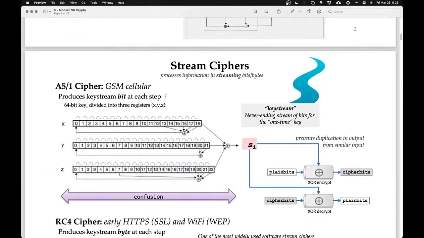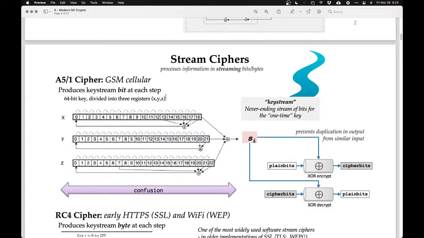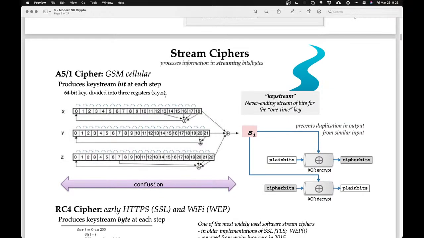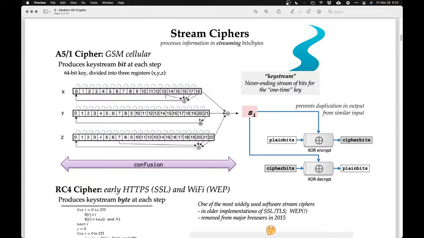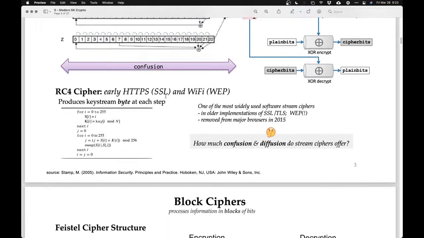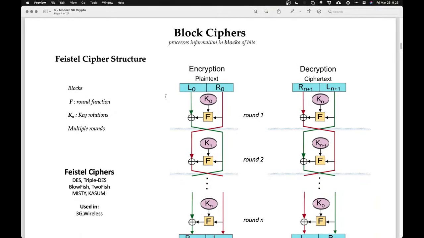Okay. Let's talk about a different type of cipher now, other than stream cipher. So the stream cipher is continuously generating the key, but you'll notice it's not doing anything fancy with the plain text other than just exclusive ORing it. Okay. There's another class of ciphers called block ciphers.